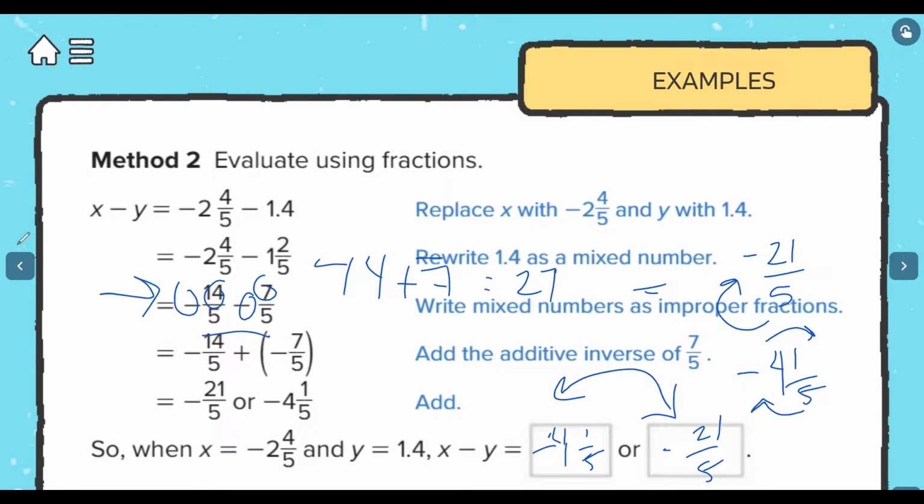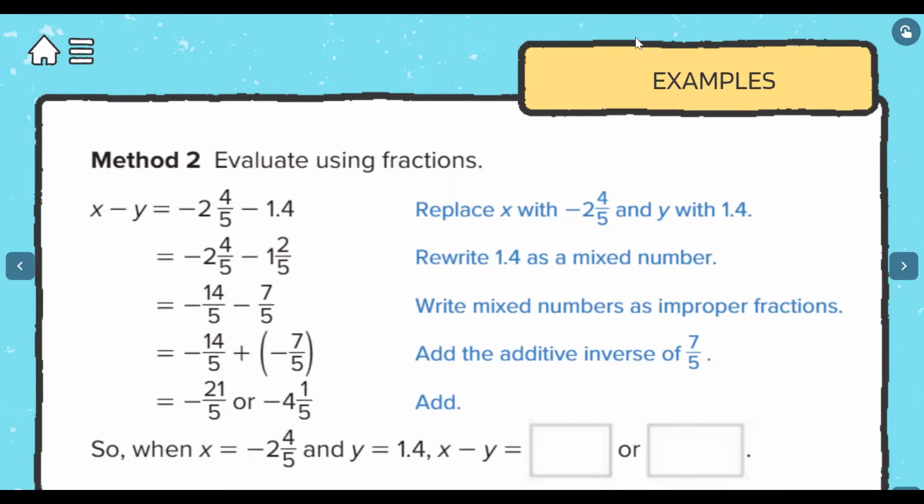Right. I hope that you get this. If you don't, you can see this video as many times as you need. It's pretty much the same thing that we did last unit. The only different thing is that we're doing it with fractions.